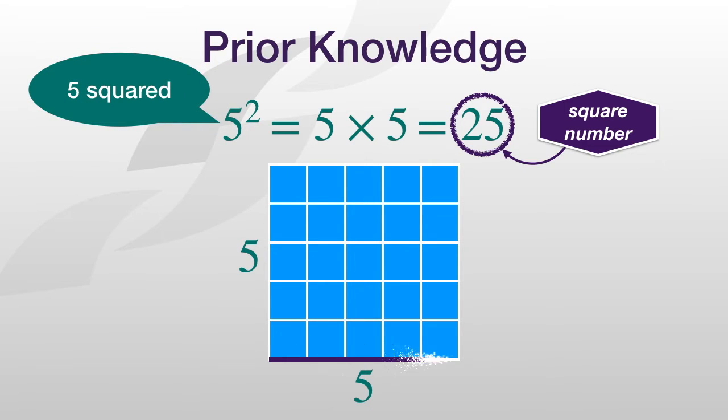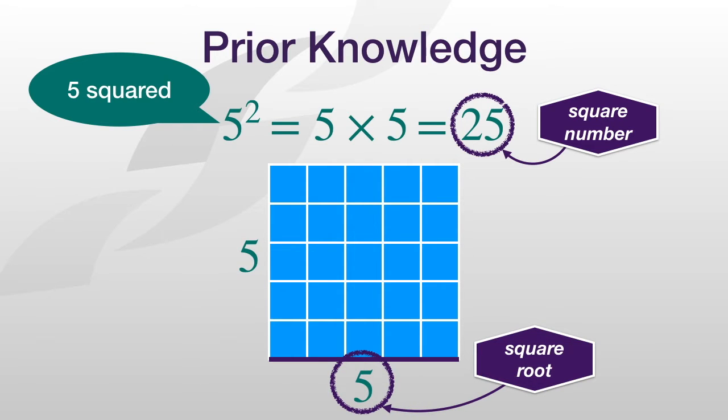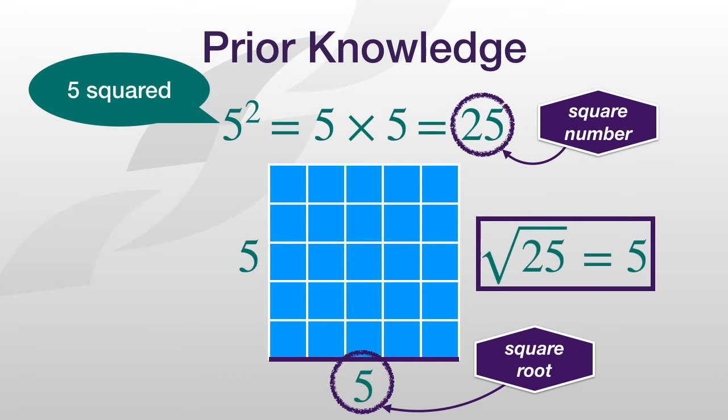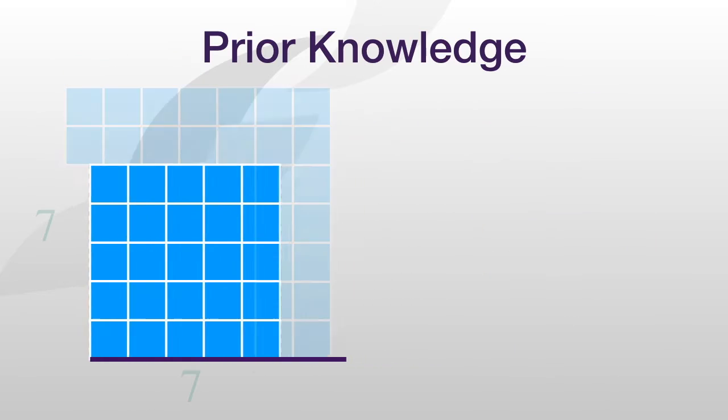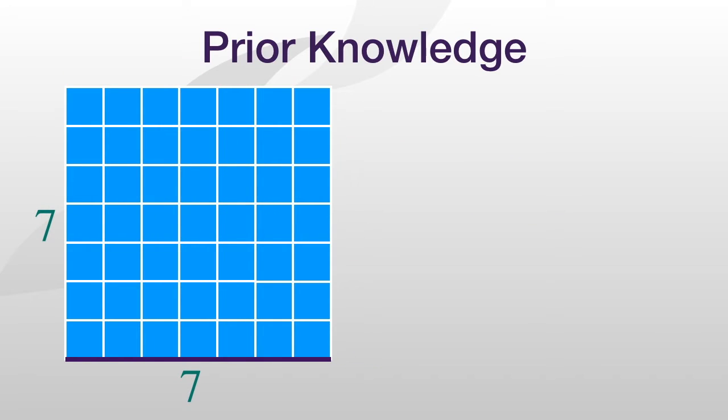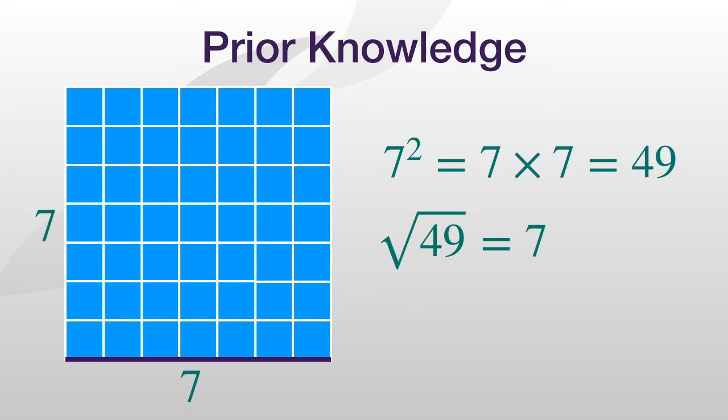The side length of this square is 5, and the length of the side of a square is called the square root. Mathematically, we write that the square root of 25 is 5. So if we had a 7 by 7 square, we could express this as 7 squared, which is 7 times 7, or 49. We could also express that the square root of 49 is 7.